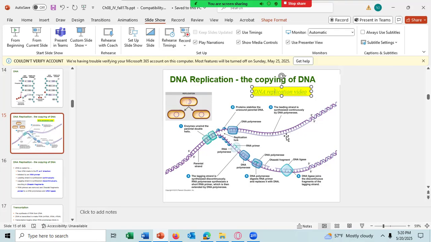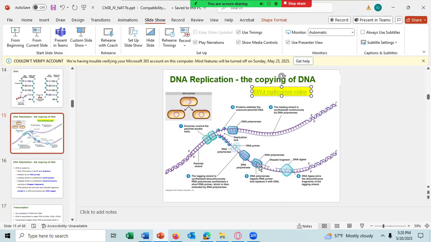So on the leading strand, ligase may not ever work. If one DNA polymerase synthesizes the entire leading strand, DNA ligase doesn't need to come in. It's not needed. However, on the lagging strand, each Okazaki fragment has to be linked to the previous Okazaki fragment.